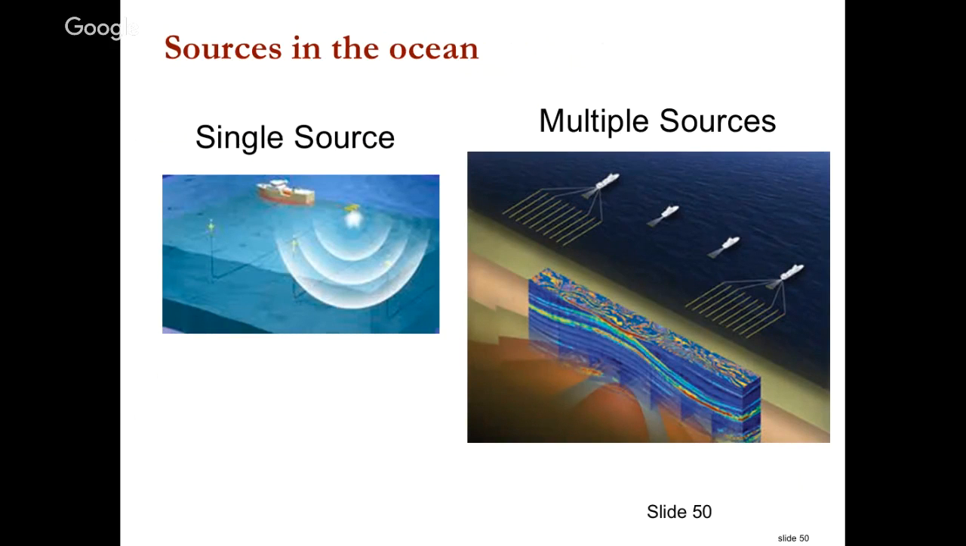In the oceans, you can get ships that have a source behind them. You can't see it very well, but here you've got four ships, and each of them has an array of receivers coming out, and ultimately those data are being combined to generate a picture of the Earth's subsurface. This picture is a reflection seismology picture. We're going to talk about that. But the idea of a source, whether it's used for refraction or for reflections, is the same. You just need to have some way of putting energy into the ground.